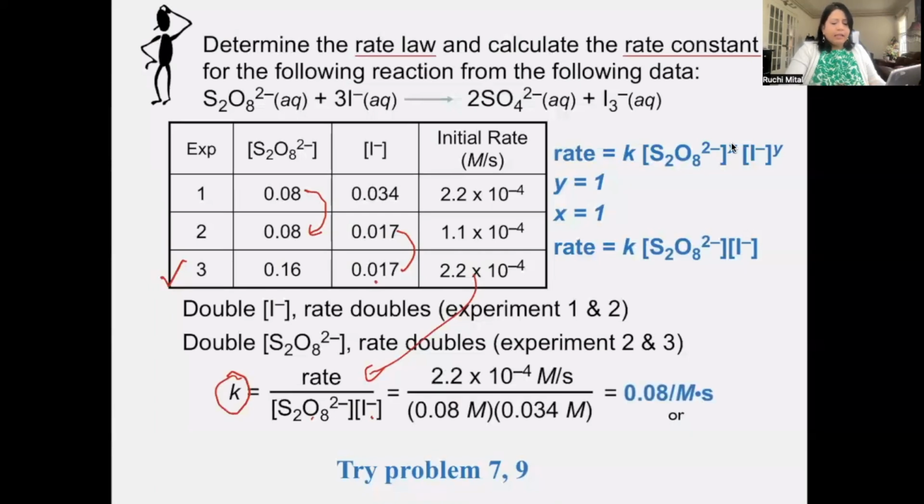And once again, watch for the units. You could write it like this, or you could write the same thing as 0.08 M^-1 s^-1, as I showed you in the previous slide.